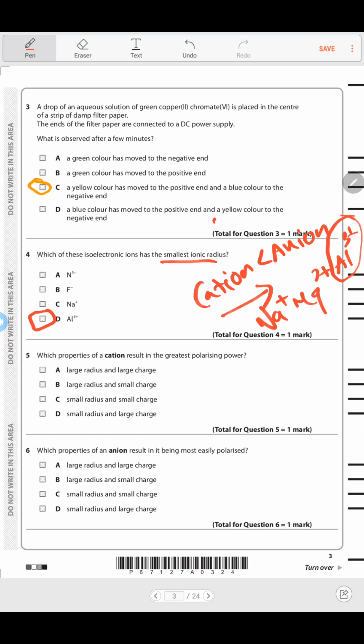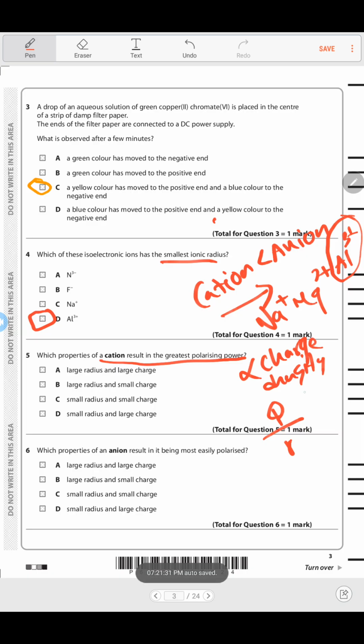Right, question number 5. Which property of a cation results in the greatest polarizing power? Guys, a cation's polarizing power is determined by the charge density. If you remember, charge density is determined by two factors: charge, let's say Q, and the ionic radius squared. To get a greater polarizing power, the cation has to have a higher charge and a smaller ionic radius. Taking that logic, smaller radius and larger charge, the answer is D.